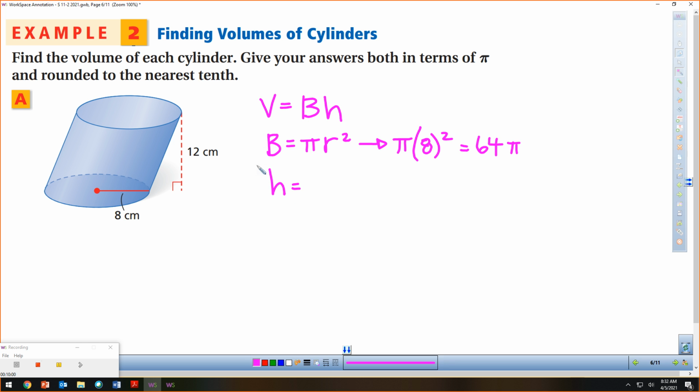Area of the base. What shape is my base? A circle. And what did you say the area formula for a circle is? So that's why I'm using pi r squared, because that's the area formula for my base. Does that make sense? Yeah.